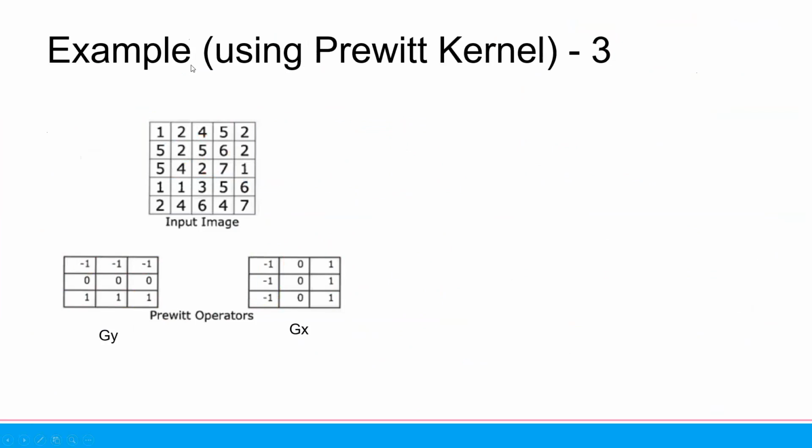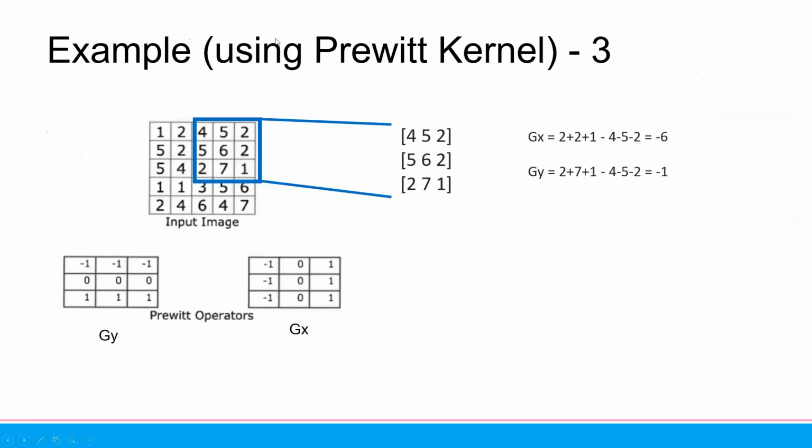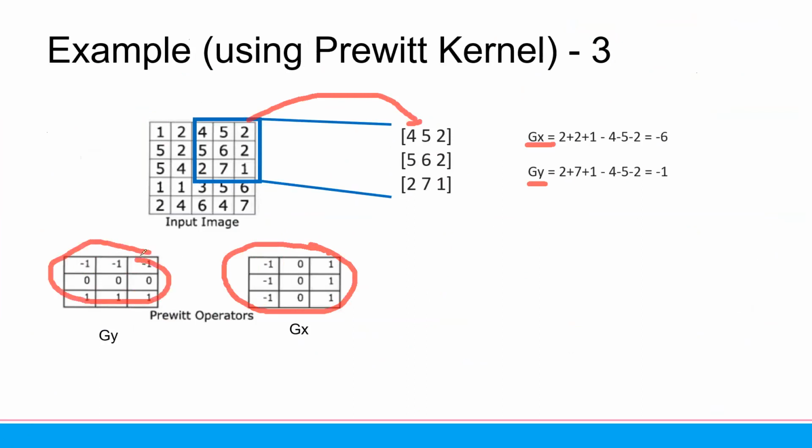The next step is, we will do the next 3 by 3 block. So using this one, again we have the GX and GY, using the Prewitt operator. This is the Prewitt operator for the X direction, and this is the Prewitt operator for the Y direction. After this, you have 2 plus 2 plus 1, minus 5, minus 4, minus 2. So we have minus 6. And the GY is based on this one. Okay, we have minus 1.